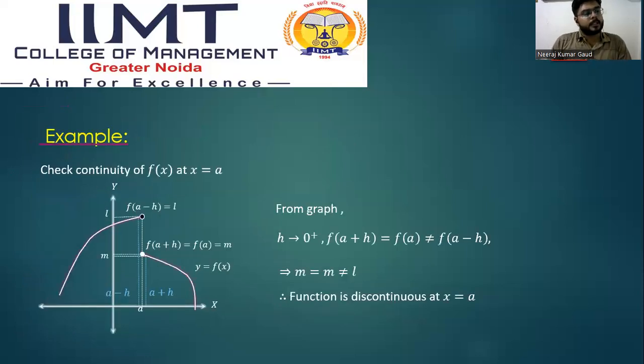Another example, check the continuity of f(x) at x is equal to a. From the graph, when h tends to 0 positive, f of a plus h, the value is m, and the functional value at a is also m. But from the left side, that is when h tends to 0 positive, f of a minus h, the value is l. Clearly, m is not equal to l, therefore the function is discontinuous at x equal to a. And we can clearly see it's a jump in the function.